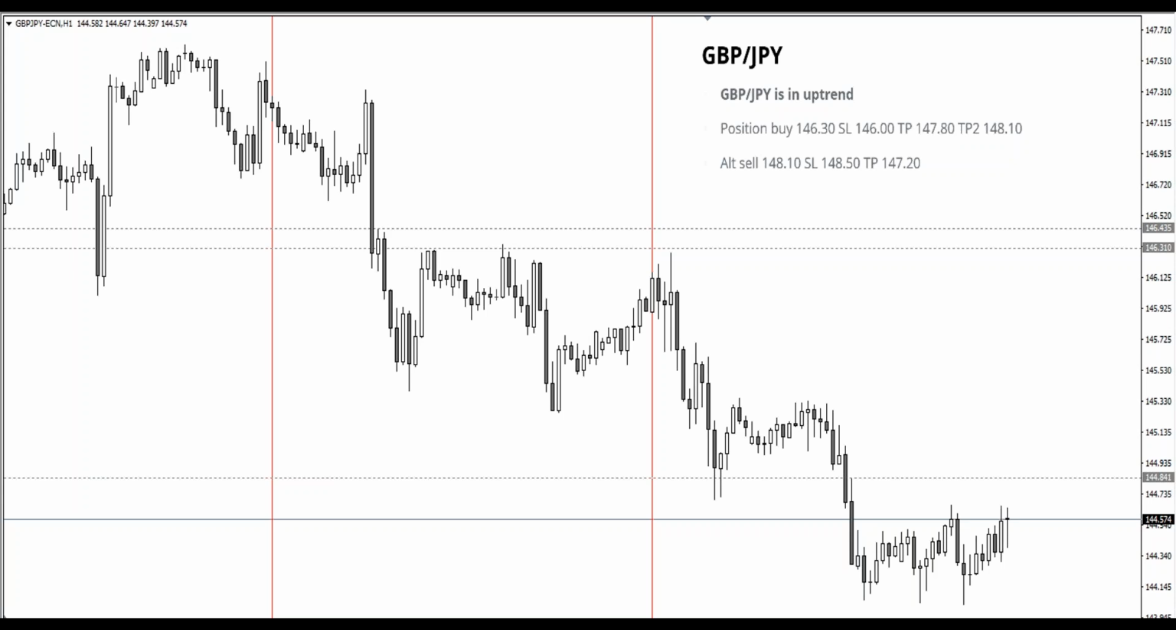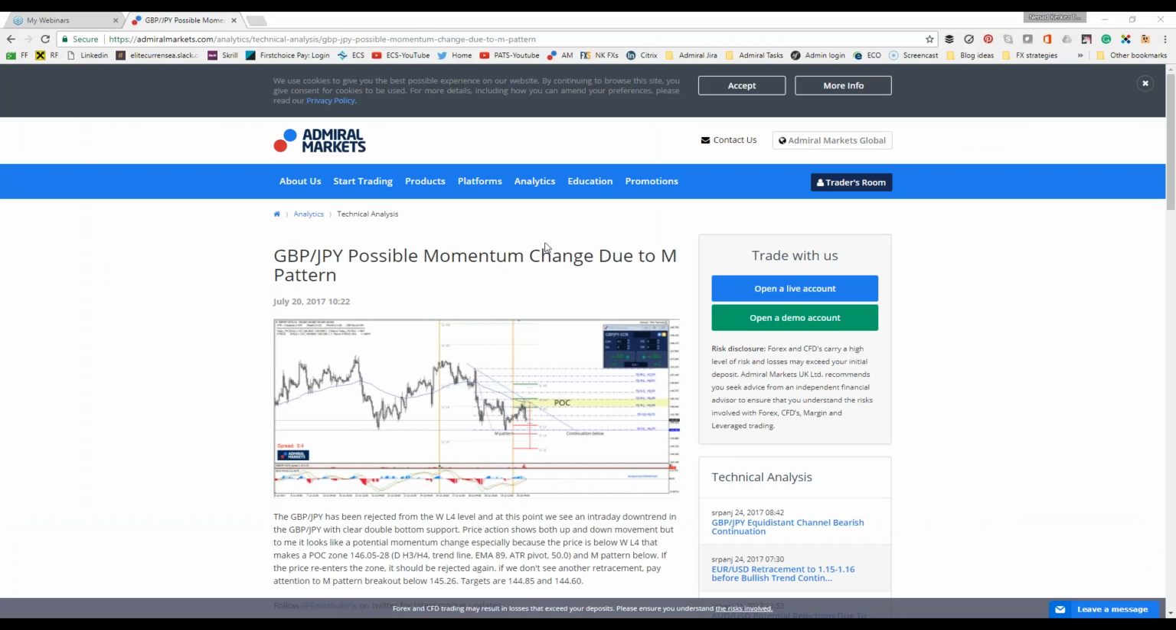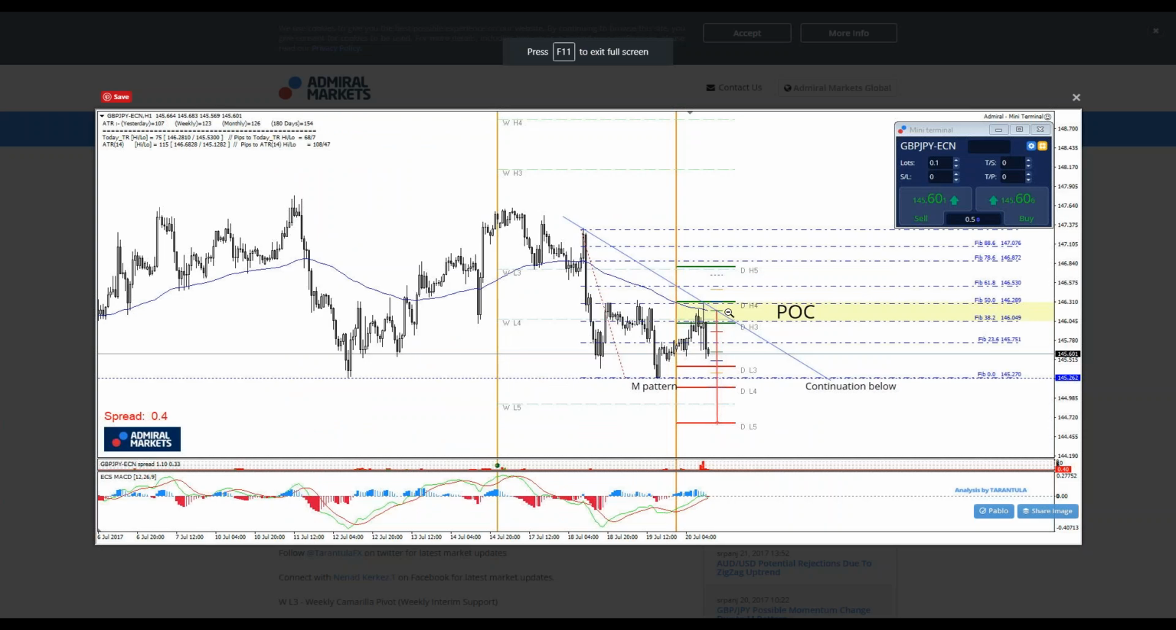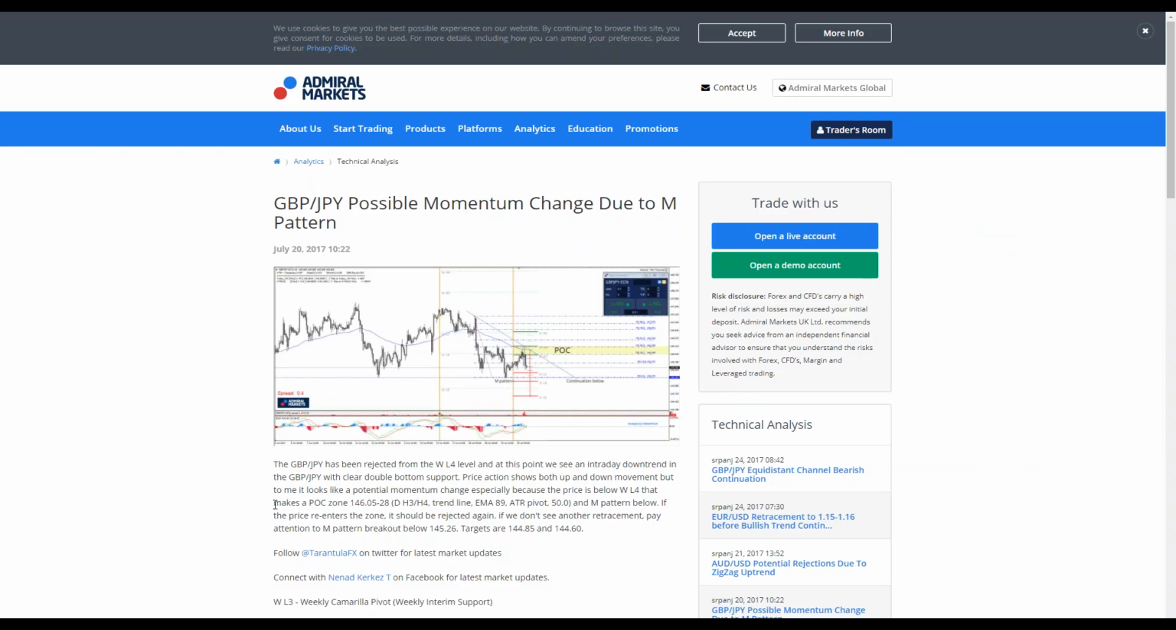It was under technical analysis. Here, pound yen on 20th of July, possible momentum change due to M pattern. So this was the analysis that I published. And I said it could reject from 146.05 to 30. Look at this. Okay, so it means the POC zone is always the zone where we place our entry positions.